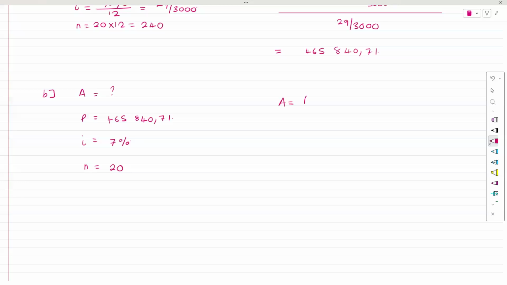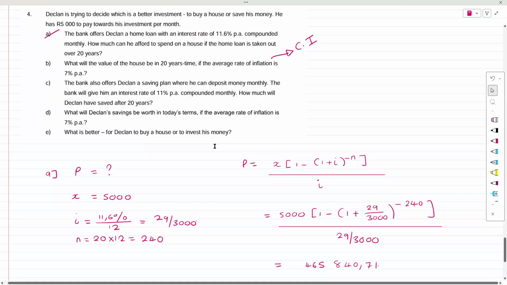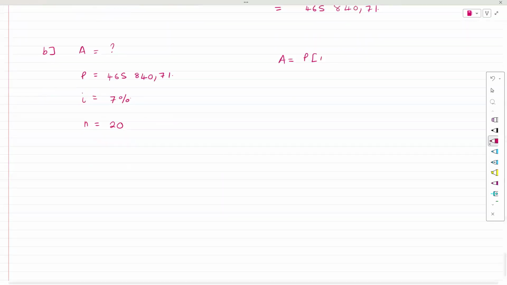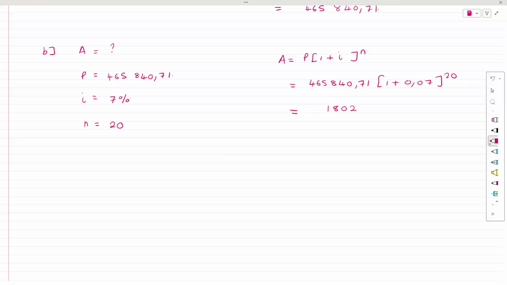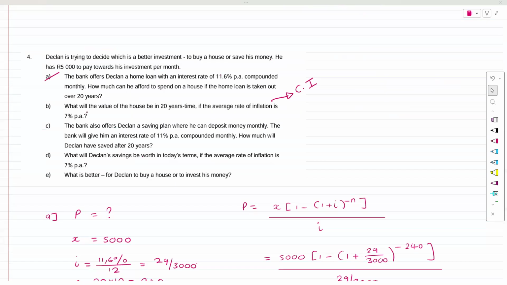So A equals to P. Let me double check. Okay. A equals to P, 1 plus I to the power of N. P is 465,840.71. And this is 1 plus 0.07 to the power of 20. And after 20 years, the house would be worth about 1.8 million. So this guy got 1.8 million.